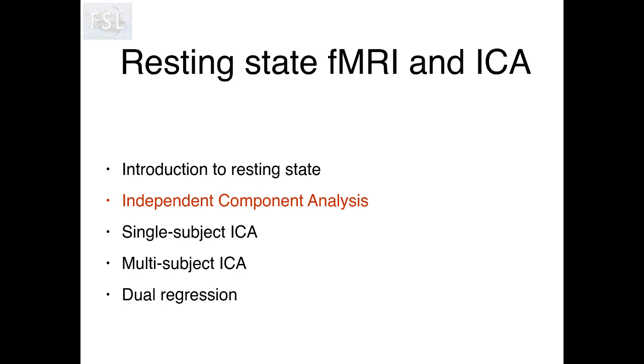In the next talk, I'll cover how we can use ICA to pre-process or clean up the FMRI data from a single subject. And in a later talk, I'll explain how we can use ICA combined with another method called dual regression to perform multi-subject analysis of resting state networks.